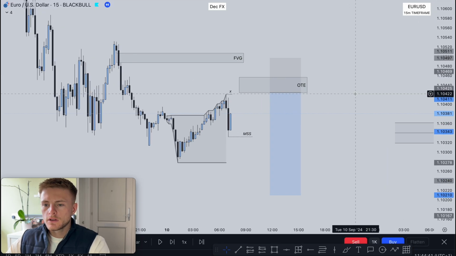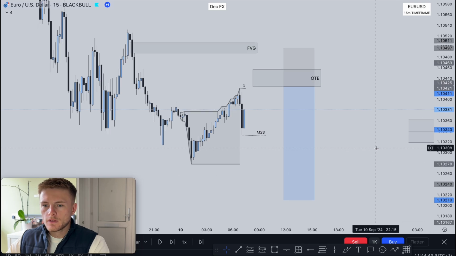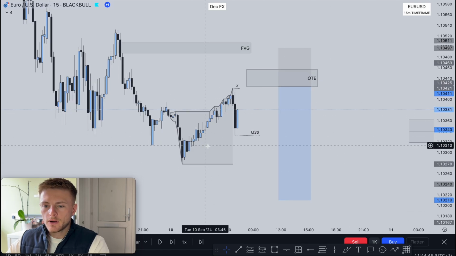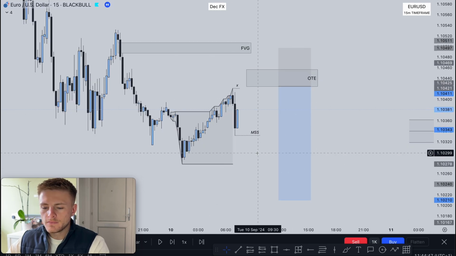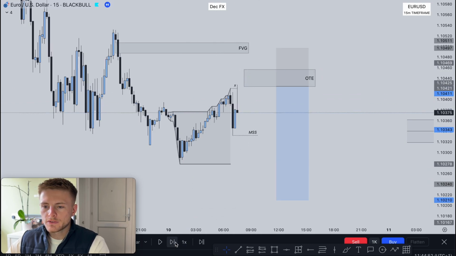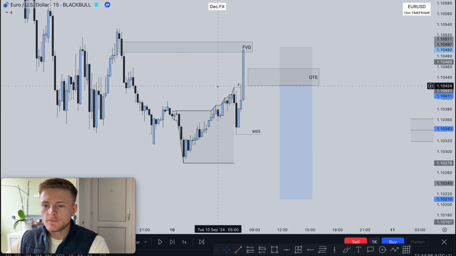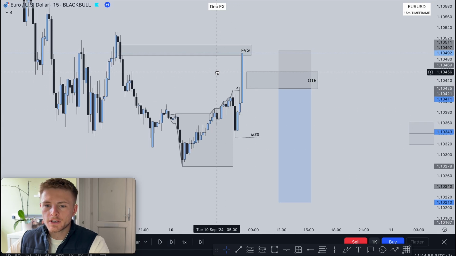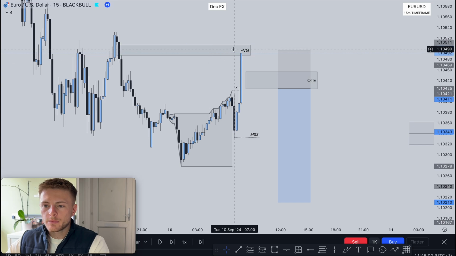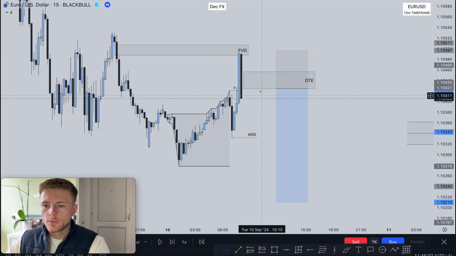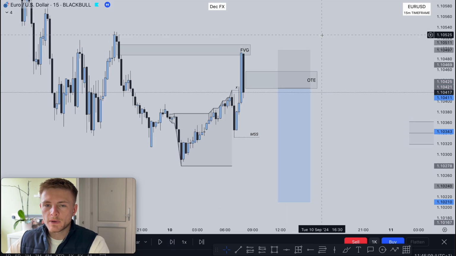Alright, so here we have our Asia session, and then if I play price forward, we can see as London opens, we start to push up quite aggressively, as you can see with this big bullish candle here, and we tap into this fair value gap that I have marked out at the top here. Now when we do tap into it, we do then respect it and start to head to the downside again.